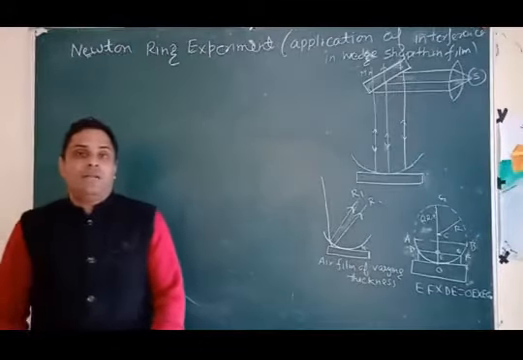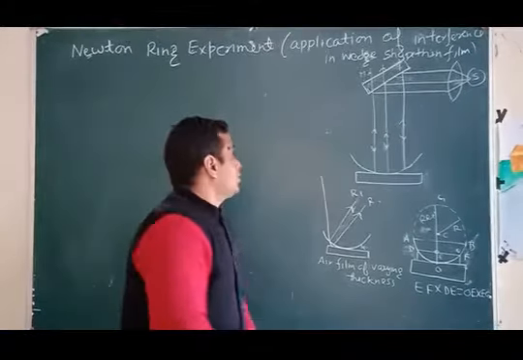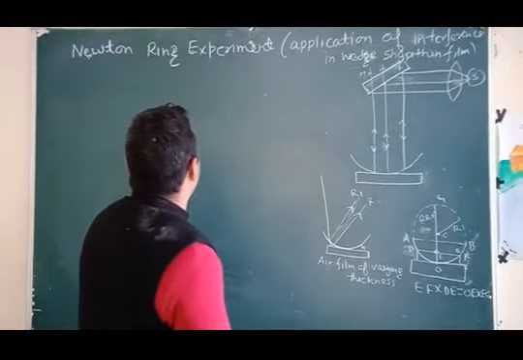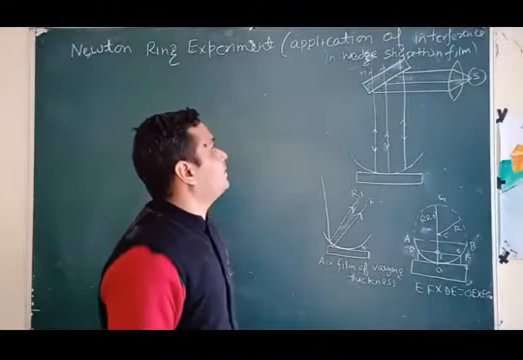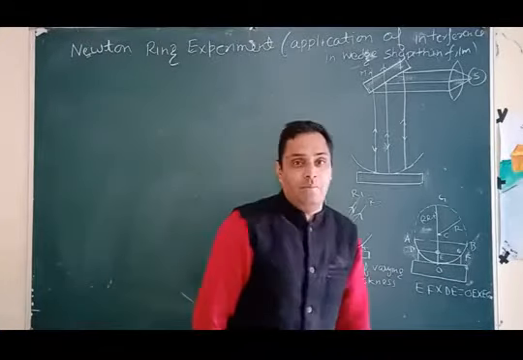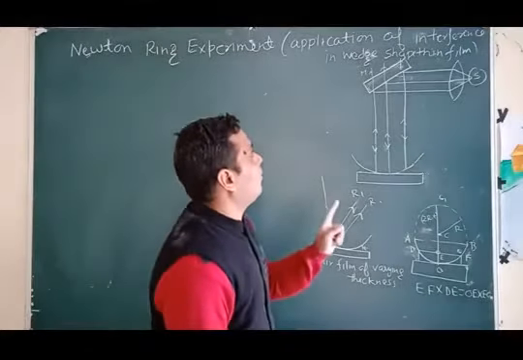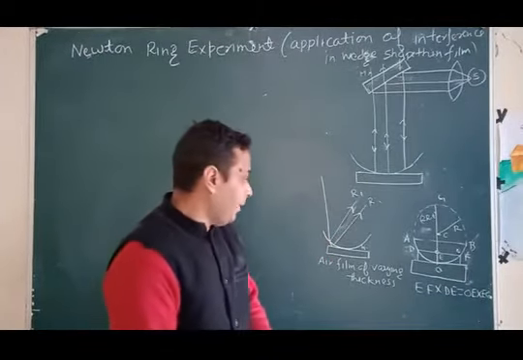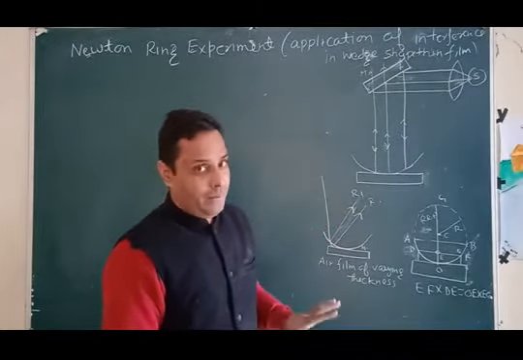Hello everyone, my name is Pankaj Pathani and today I will discuss one of the most important topics, that is the Newton ring experiment, which is basically the application of interference in wedge-shaped thin film. In the last lectures we have discussed the interference of light from the wedge-shaped thin film. Wedge means a thin film of varying thickness.